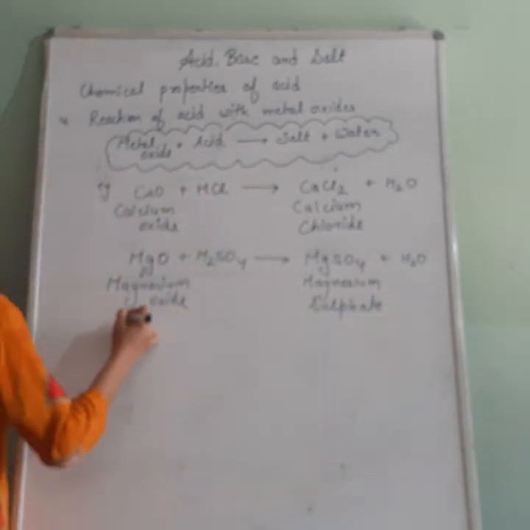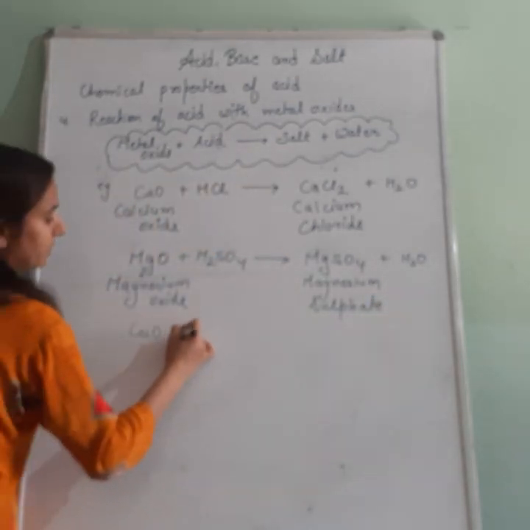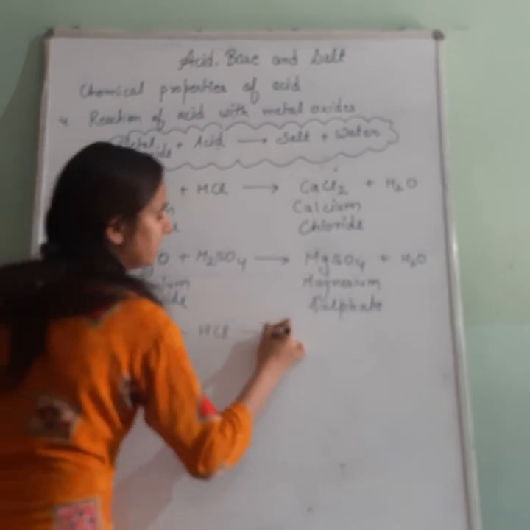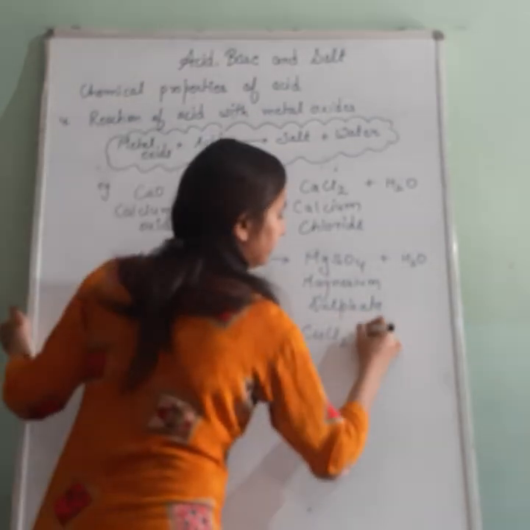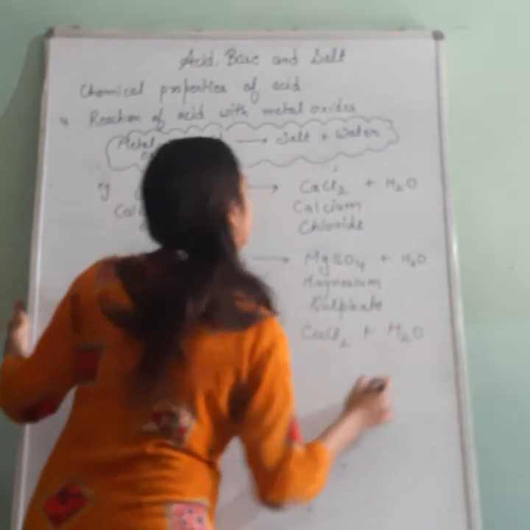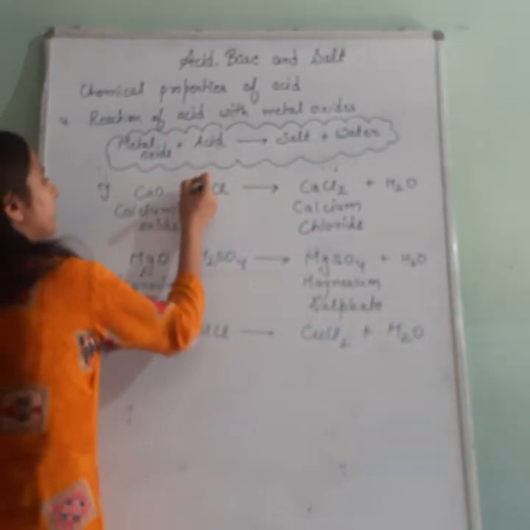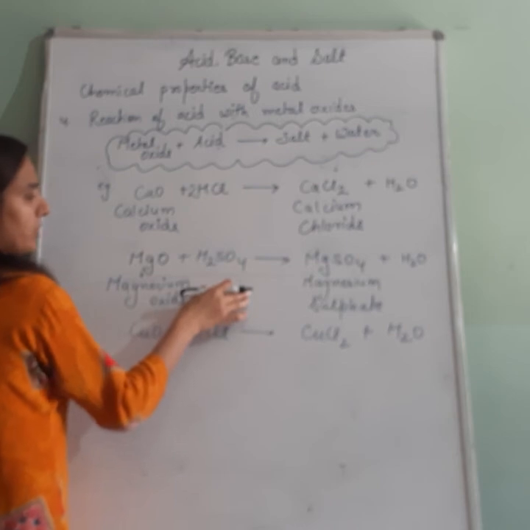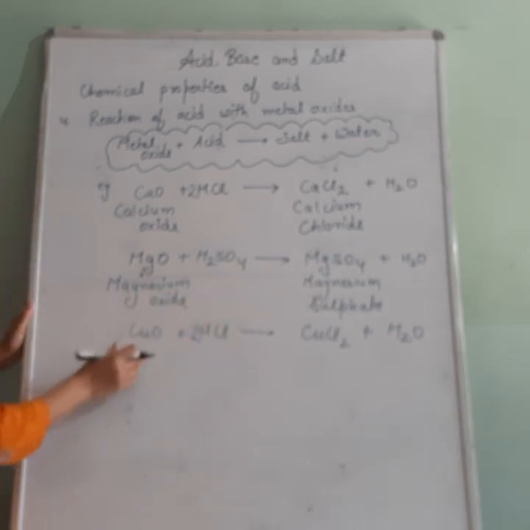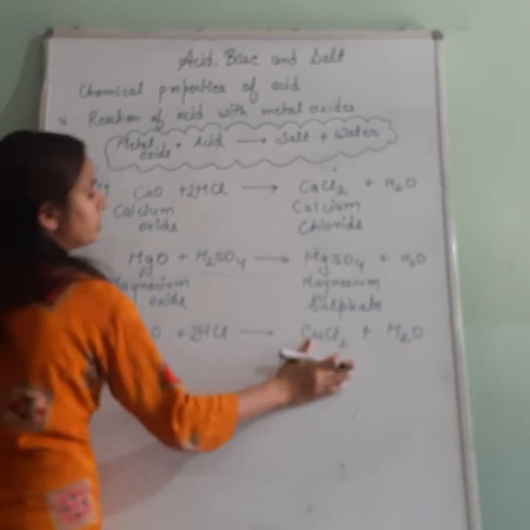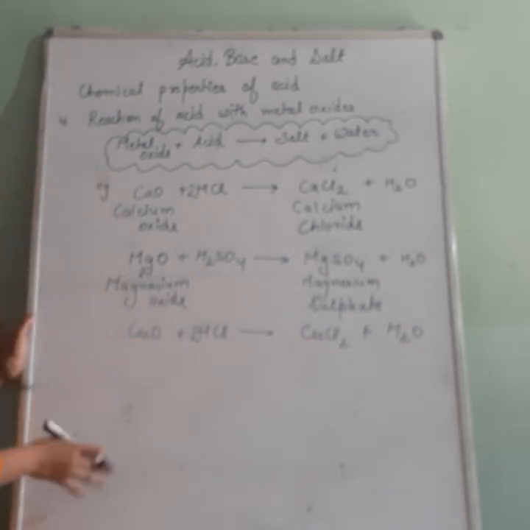Let us take one more example. Copper oxide. When it reacts with HCl, it gives us cupric chloride with H2O. Balance the reaction. Place 2 here. This one is already balanced, and for balancing this reaction, place 2 here. This one is copper oxide, this one is cupric chloride. Note it down.